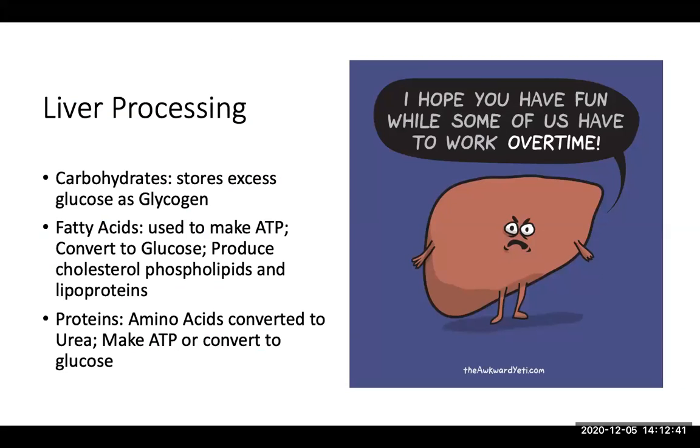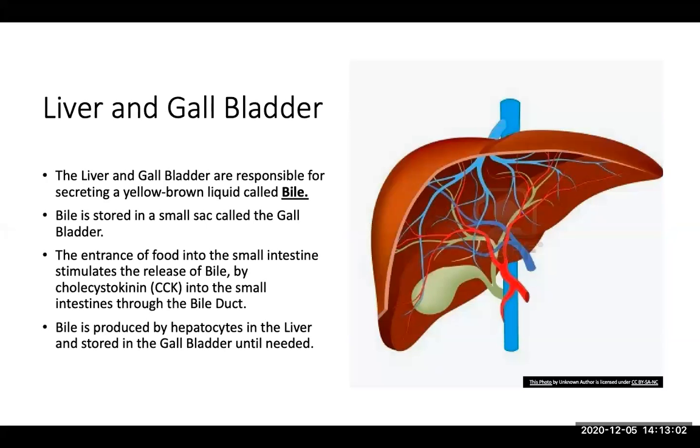The liver processes carbohydrates by storing excess glucose as glycogen. It stores fatty acids used to make ATP, and it also takes care of proteins when amino acids are converted to urea, and it helps to make ATP or convert them to glucose. The liver and gallbladder are connected. They're responsible for secreting a yellow-brown liquid called bile.